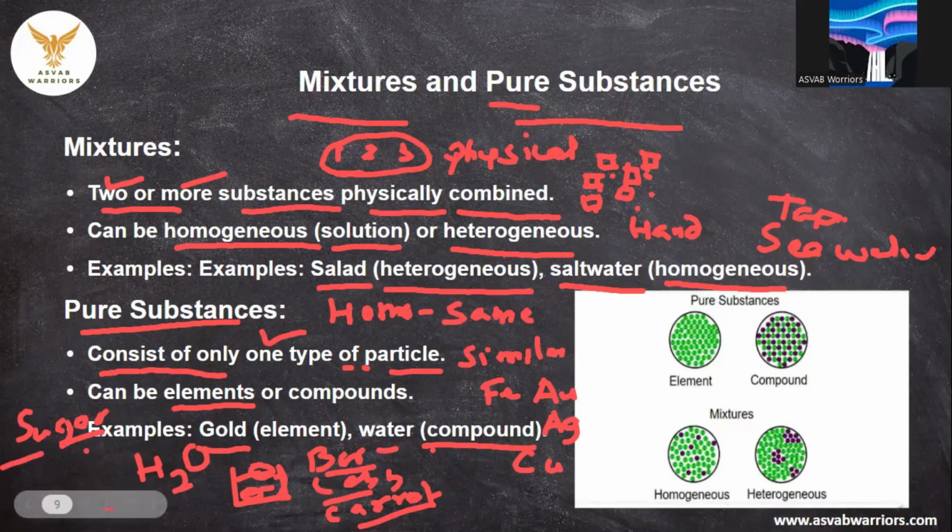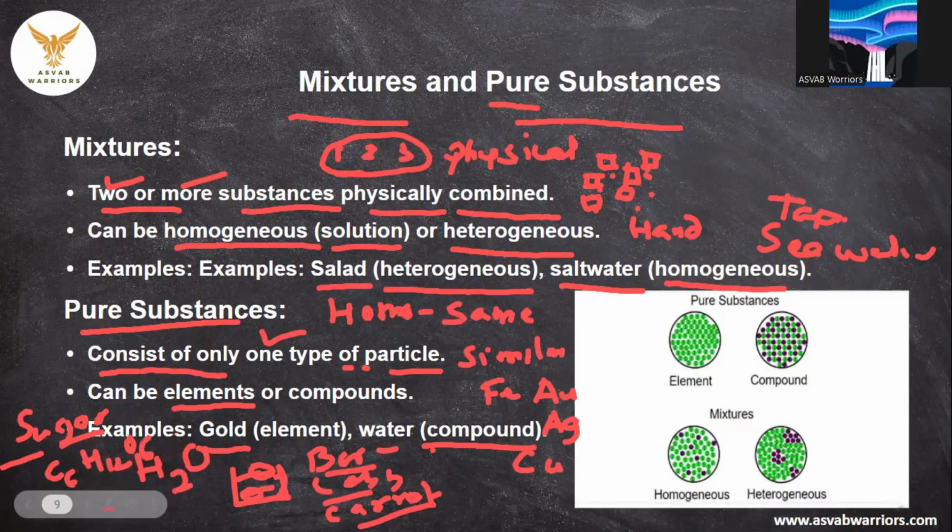If you take any sample from a bag of sugar or container of sugar, it will always be sugar. It will always be sucrose. The formula is C6H12O6. It will not be different.